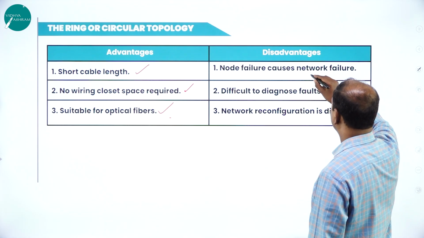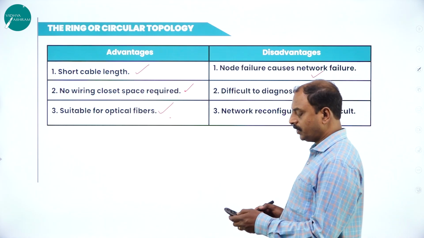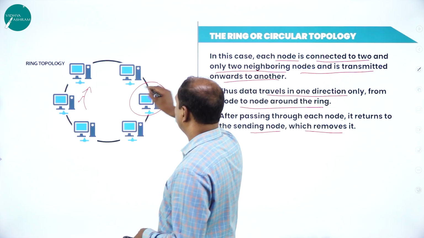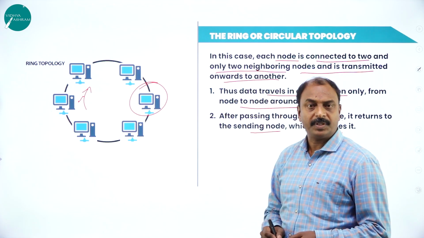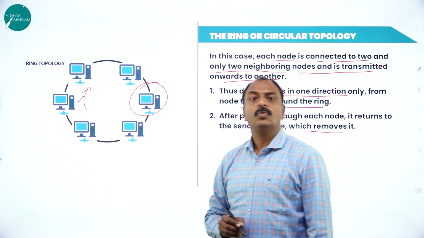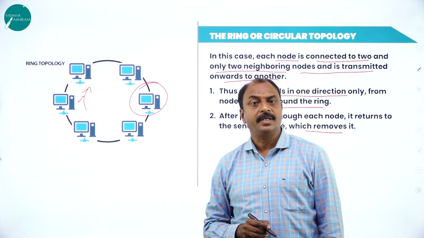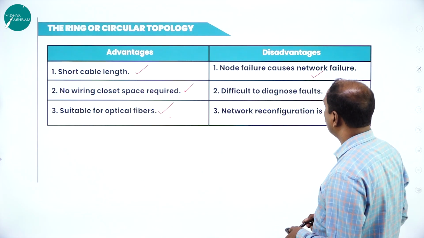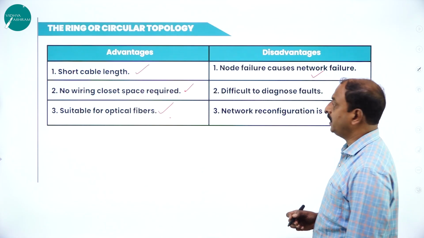Those are the advantages. And what is the drawback of this? Node failure causes network failure. Suppose in a ring topology, one of the nodes doesn't work or has any fault or problem, then the entire network goes down. So no one in the network can transmit data to other computers. That is one of the drawbacks of this ring topology.